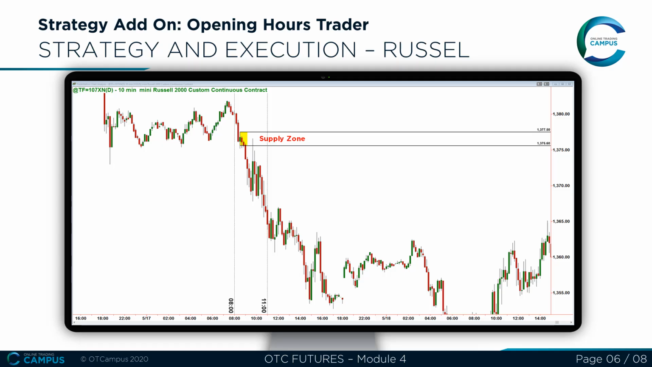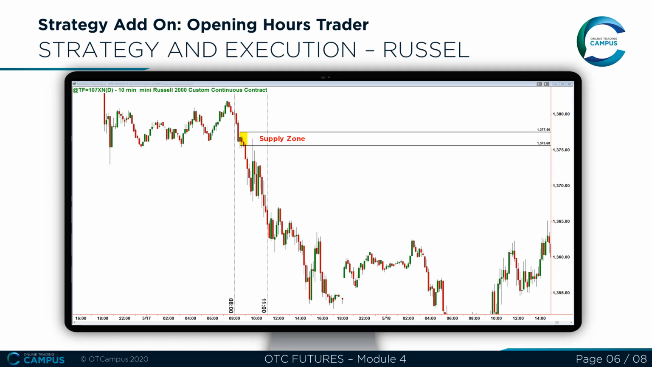This is the Russell, a supply zone off to the left. And again, we would plan all that out ahead of time. But when price goes up into that supply zone, that would trigger our entry. But look at when it happened, the time from 8 a.m. to 11 a.m., all on the same day. Supply zone and entry on the same day. Again, that's that window of opportunity that we are looking for. And of course, we can have the zone triggered on the same day as well.